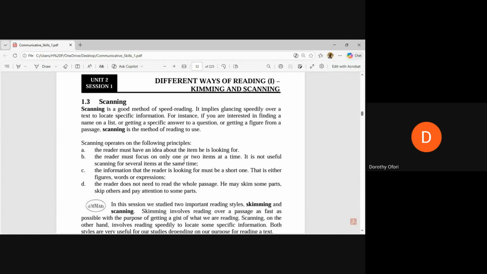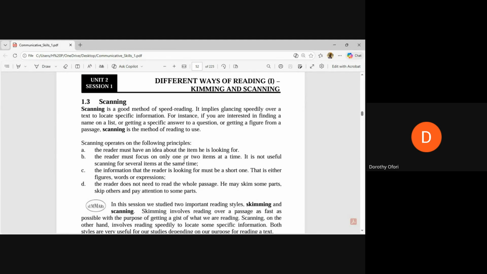Okay. Now, let's look at what we should know before we scan, or the principles of scanning. The first thing that you should know is that you, as a reader, should have an idea about the item you are looking for. So you are reading a text, and you want to look at maybe the name of a Nigerian president. That is the idea. You already know what you are looking for. So the moment you open the text or the book, you know you are looking for a name, or maybe a date.